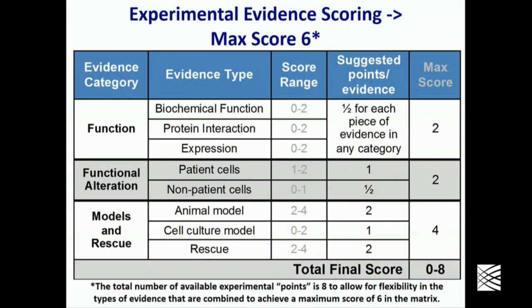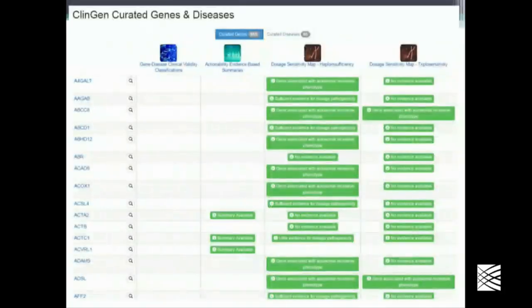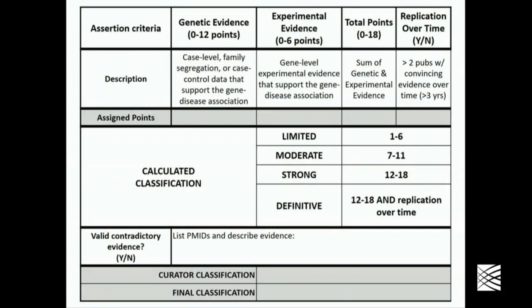So the bottom line is, if I go back to the whole grid, you score 0 to 12 for genetic evidence, 0 to 6 for experimental evidence, come up with the total points, and that gives you either limited, moderate, or strong. If the publications have been out for at least 3 years and there are at least 2 publications, it's been replicated, and no contradictory evidence has arisen over that time, then you can move it to definitive. So that's generally how we've gone through this semi-quantitative scoring process to document gene disease validity.